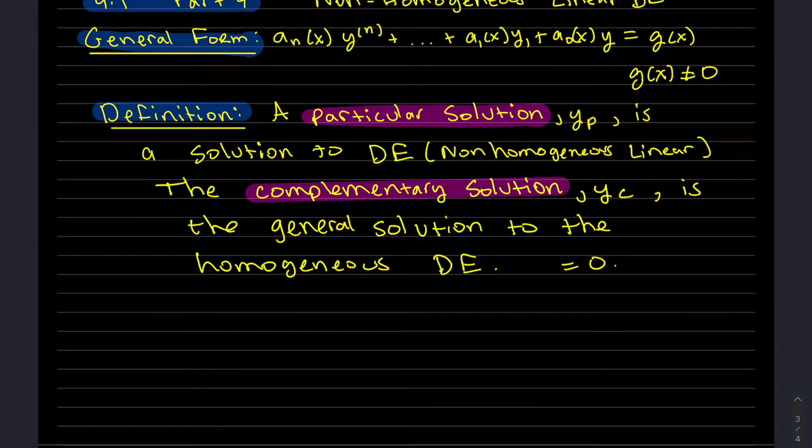It's a solution to the DE, the non-homogeneous equation. It's a particular solution to it, with no arbitrary constants. The complementary solution, yc, is the general solution to the homogeneous. We've already seen that we can take the fundamental basis and write it as a linear combination for the homogeneous. So that's what that is. Think of the C there as being for complementary, but think of it as having the constants in there.